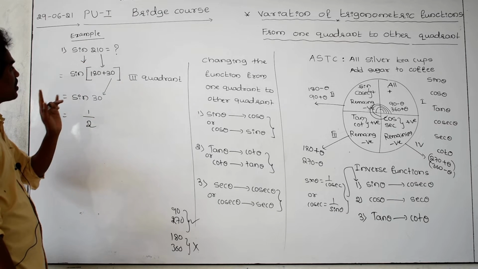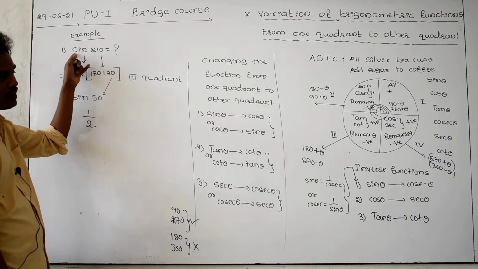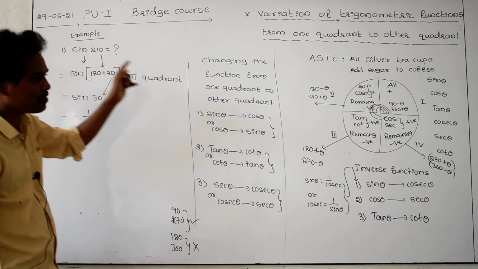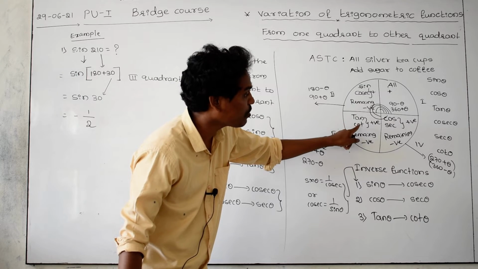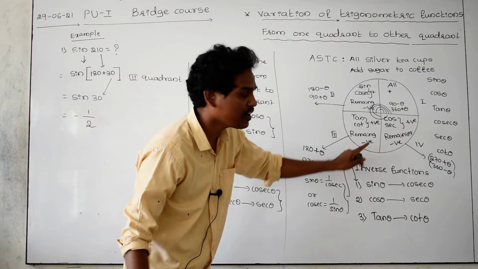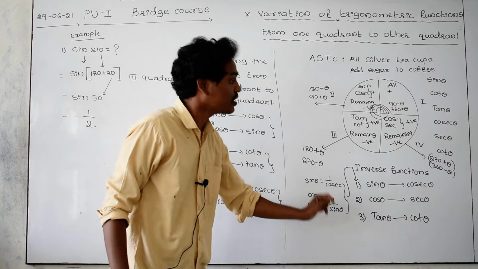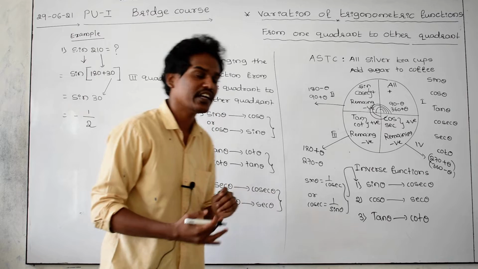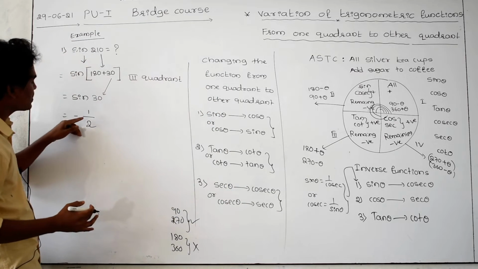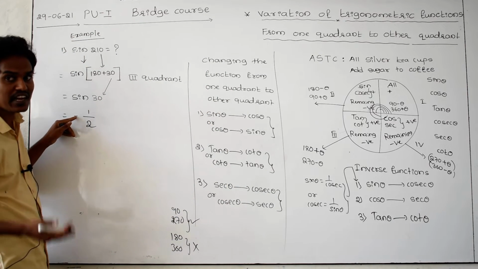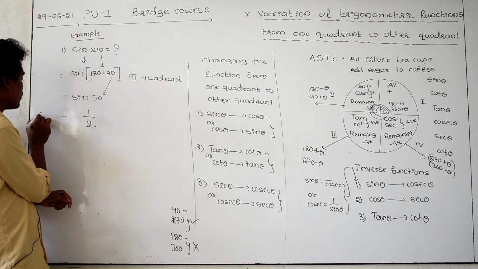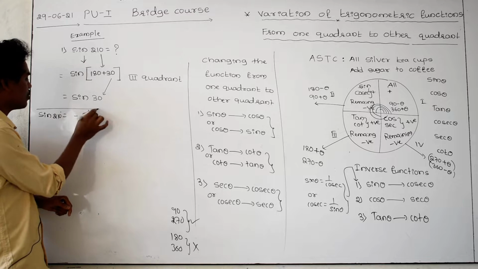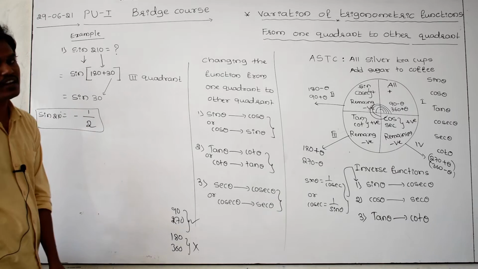In the third quadrant, is sine positive or negative? In the third quadrant, sine is negative. Because in the third quadrant, only tan and cot are positive, and all the remaining are negative. In the third quadrant, sine is negative, therefore I have taken the negative sign here. Therefore, what is the sine of 210 degree? The sine of 210 degree is equal to minus 1 by 2.